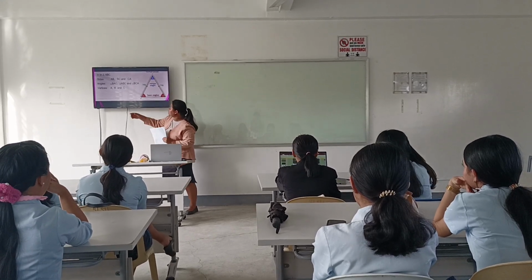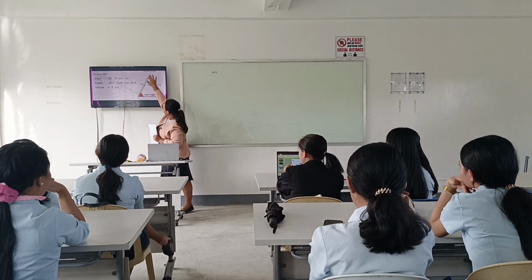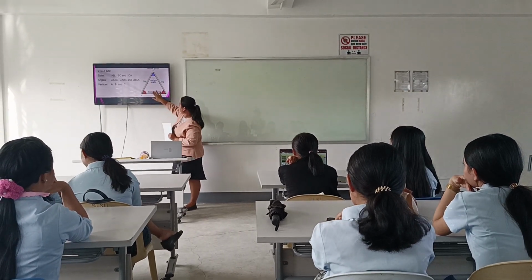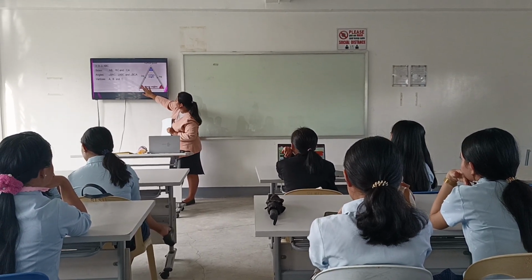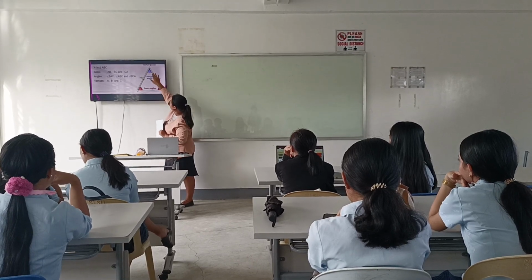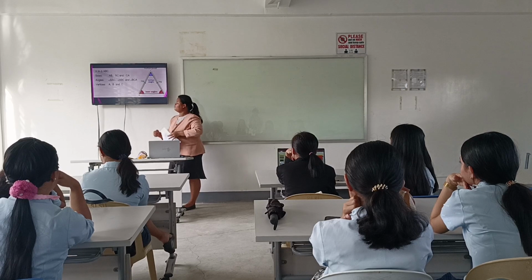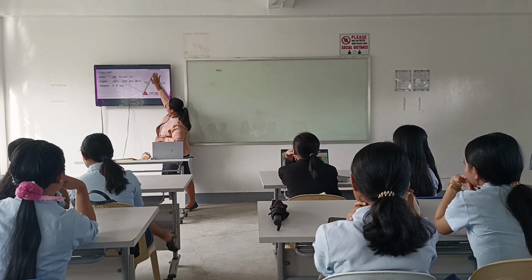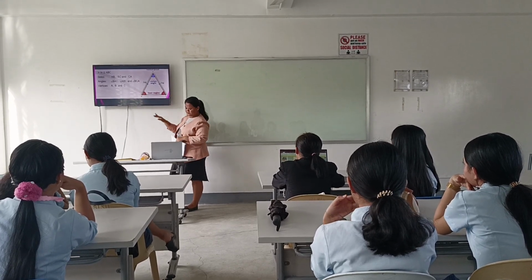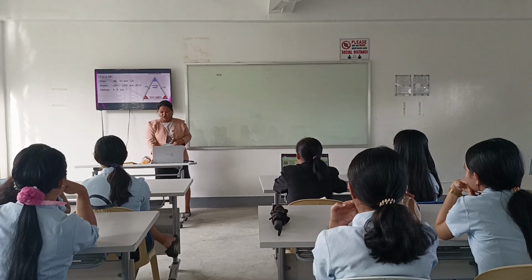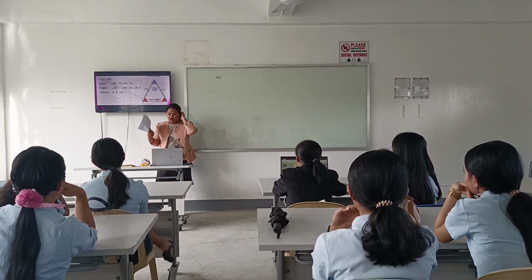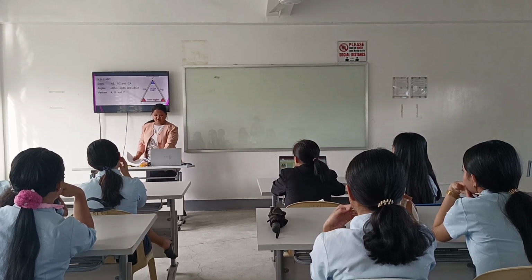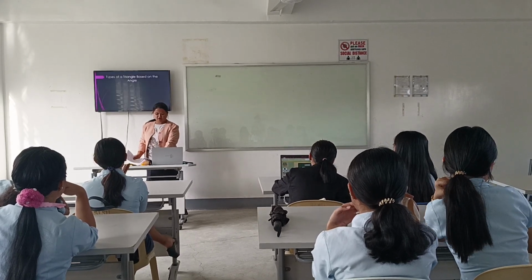So for the angles, we will have the angle BAC. So this is the first angle. The angle ABC, this is the second angle, and the angle BCA. The vertices are the endpoints of each line segment. So we have A, B, and C. Okay, so we already know the parts of the triangle, which are the sides, the angles, and the vertices. So let us now move on to the types of triangle.